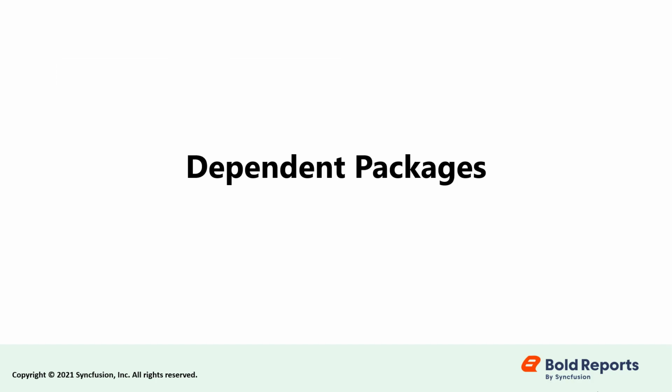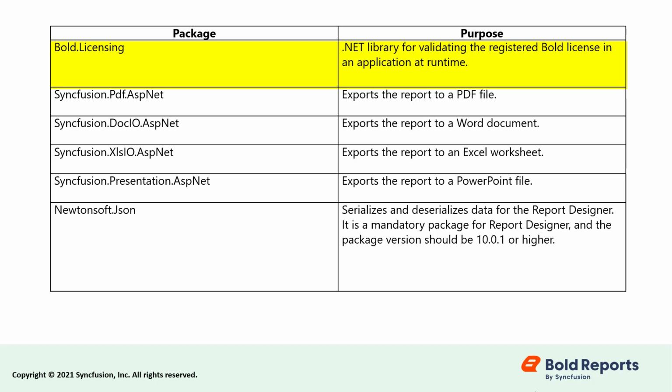The following table provides details about the dependency packages and their uses. The Bold.licensing package is a .NET library for validating the registered Bold license in an application at runtime. The syncfusion.pdf.aspnet package is used for exporting RDL or RDLC reports in PDF format. The syncfusion.docio.aspnet package is used for exporting RDL or RDLC reports in Word format. The syncfusion.xlsio.aspnet package is used for exporting RDL or RDLC reports in Excel format.